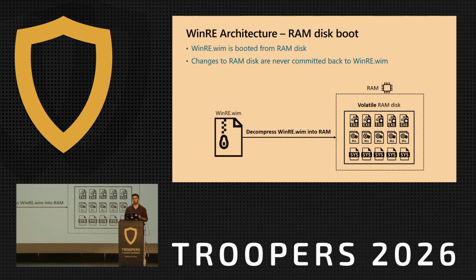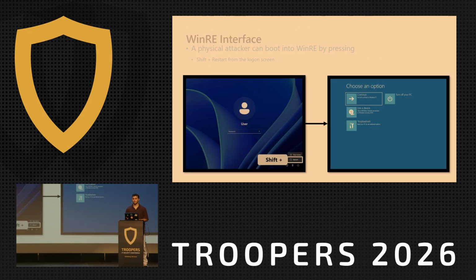Now, when WinRE boots, the entire WIM file is decompressed into RAM, creating a RAM disk that hosts the Recovery OS runtime. Any changes made within this RAM disk, within the WinRE runtime, are not saved back to the original WinRE WIM file, making the Recovery OS inherently volatile. So modifications to the RAM disk are discarded upon reboot. And this is an important note for any WinRE research: any changes are not saved back.